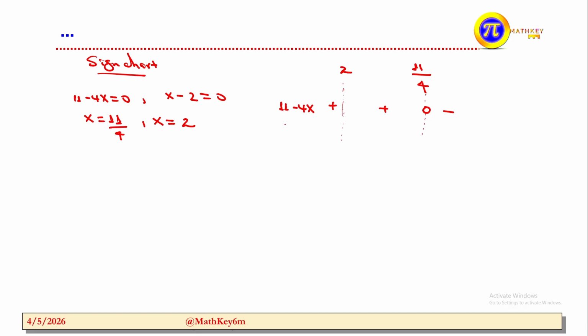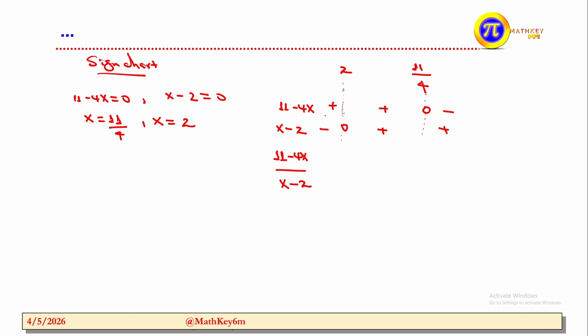Let us consider the second one, x minus 2. It is 0 at 2. At the left it is negative. At the right it is positive. Then finally the quotient. We divide 11 minus 4x over x minus 2, since it is division, or quotient. 11 minus 4x divided by x minus 2. We perform this quotient for the signs.